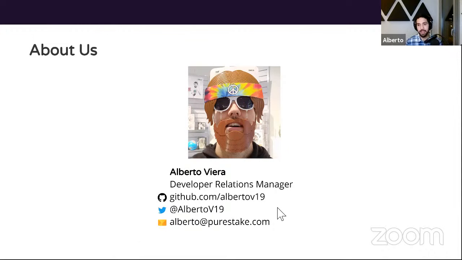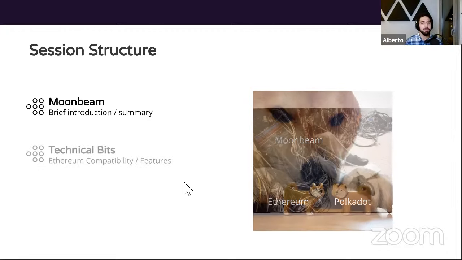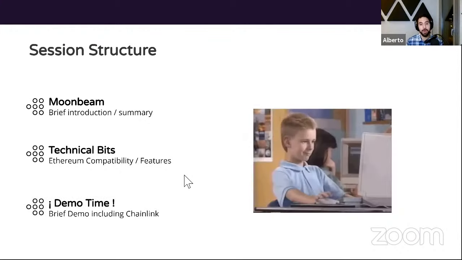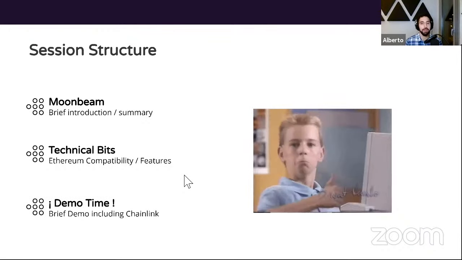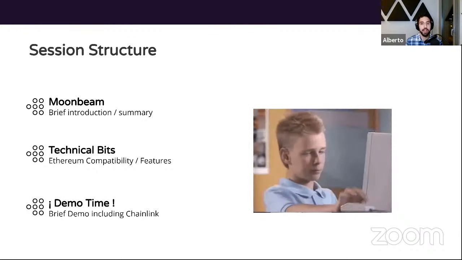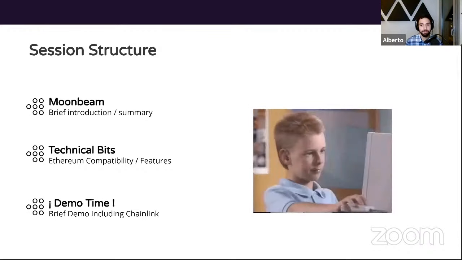So let's first go over the session structure, right? We're going to start with a brief introduction to Moonbeam and then a summary of what's the deal with Moonbeam. Then we'll briefly go into some technical bits. We're going to talk about our Ethereum compatibility features and some additional features as well. And last but not least, we're going to do a little demo, which will include features like deploying smart contracts and interacting with the Chainlink Oracle system that we have deployed to our testnet called Moonbase Alpha.